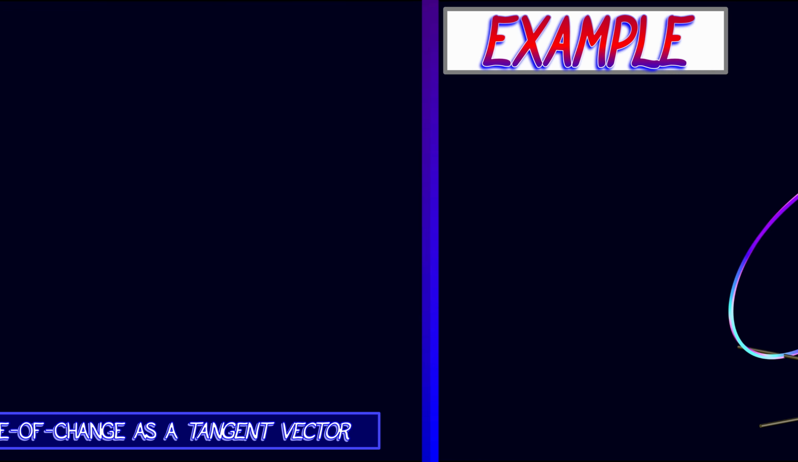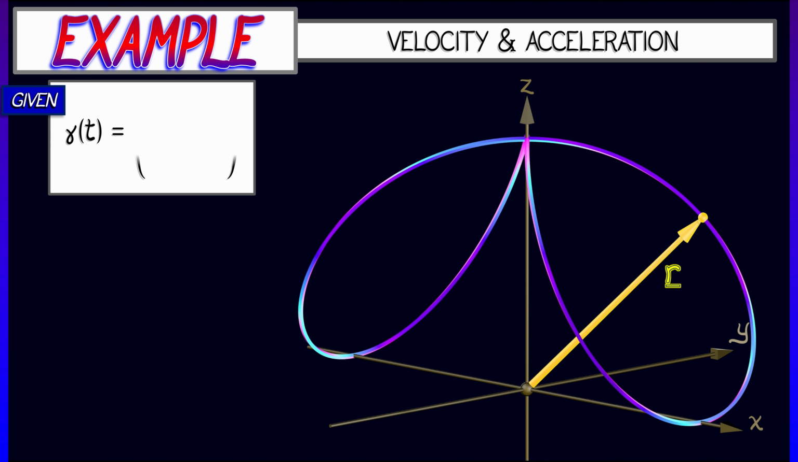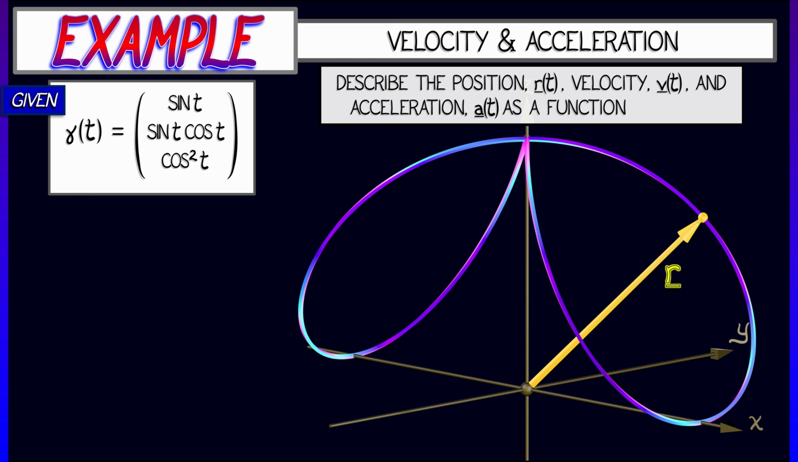Let's take a look at an example of velocity and acceleration vectors. If I'm given the curve gamma of t, which has components sine of t times cosine t, and cosine squared of t, those are the x, y, and z coordinates, then how do I describe the position vector, the velocity vector, the acceleration vector as a function of time t? All right, well, the position vector is done. That's it. That's gamma of t.